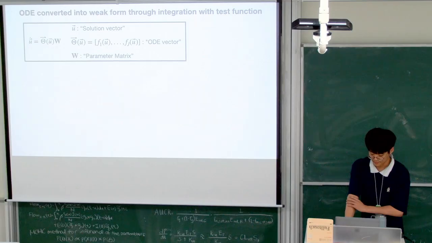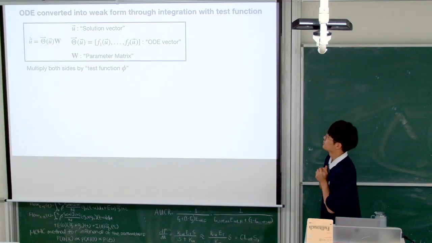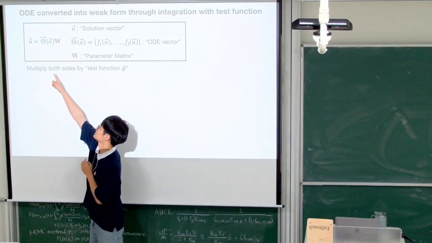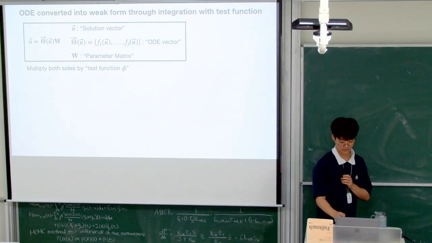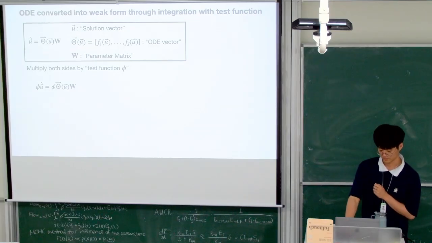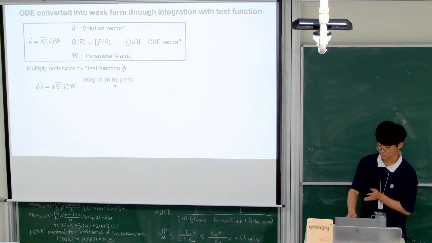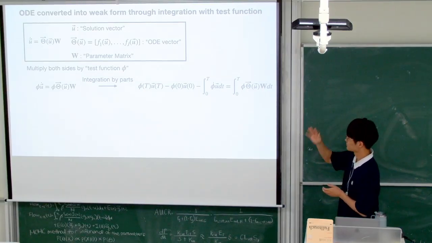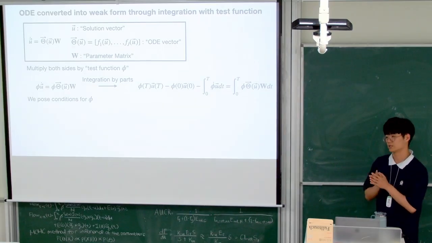So then, this is the start of the WENDy. We will multiply both sides of this expression by a so-called test function phi. This is just multiplication, and then we will do integration by parts, which gives this expression.